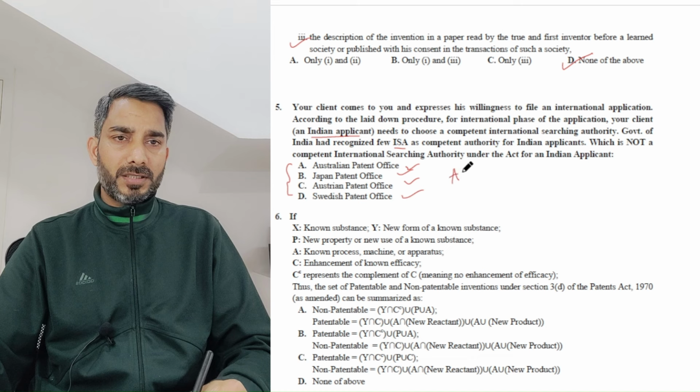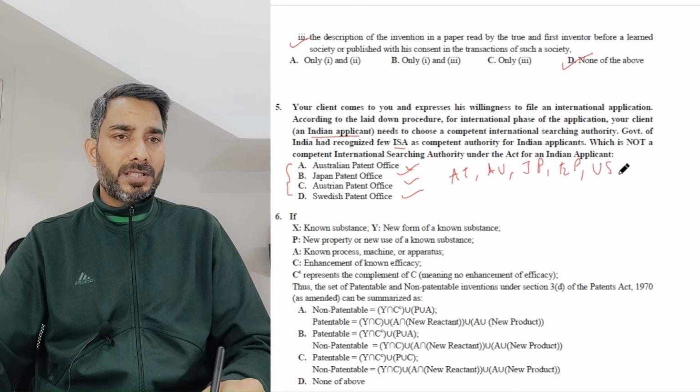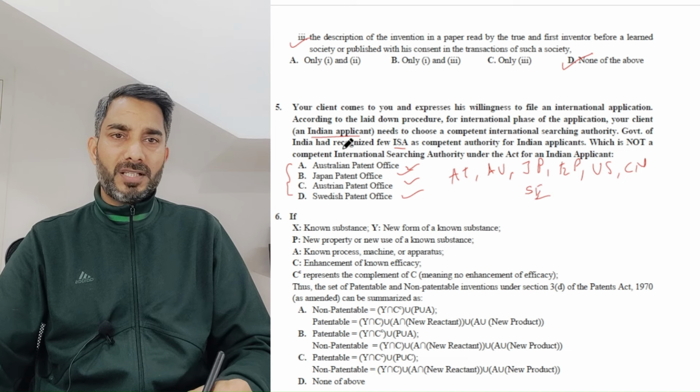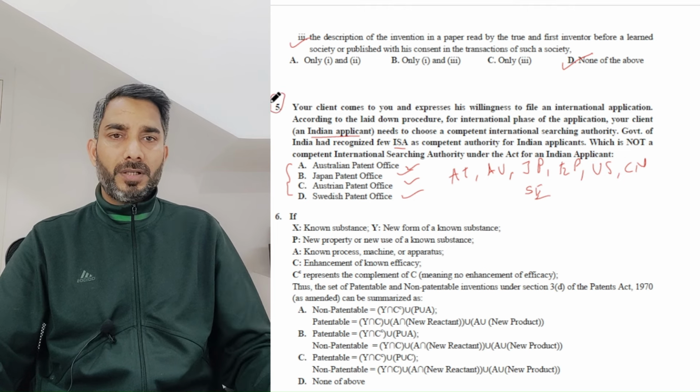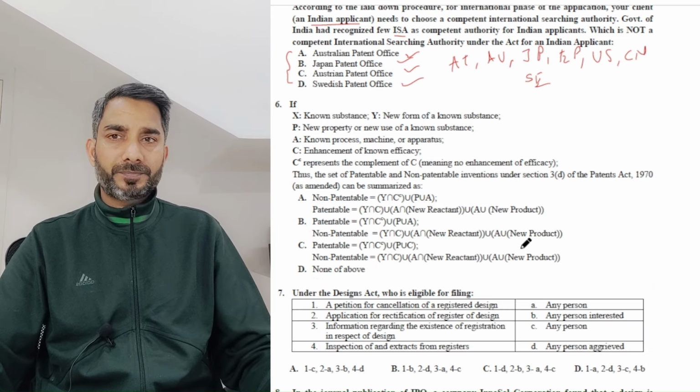In fact, here is the list: AT, Austria, Australia, JP, EP, US, CN. Am I forgetting anything else? Yeah, Sweden also, no? So SE also is there. So I think there is no correct option here. I don't know. Let's move to the next one.